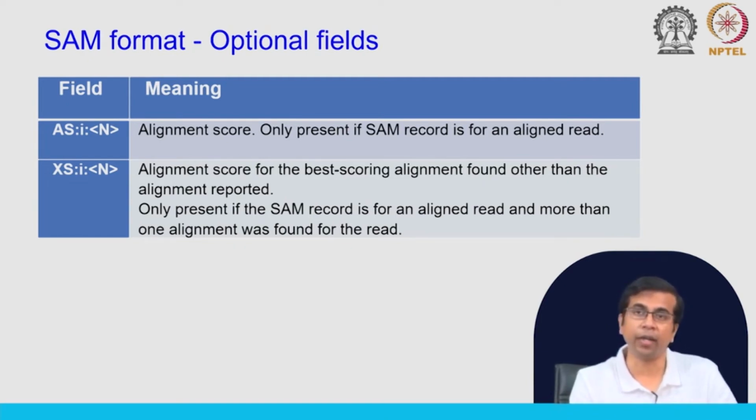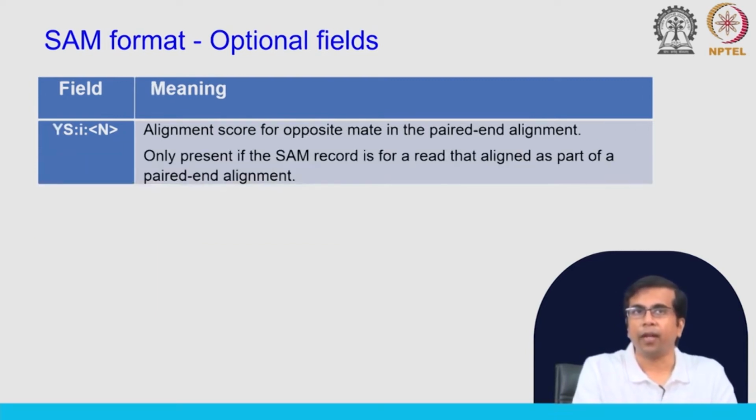Okay. So, this is something we may have to be careful about when we are processing this SAM file. We may have to carefully check whether there is an alternate alignment, whether reads are mapping to multiple positions in the genome, because that can also influence some of the downstream analysis. Then you have this YS:i. This is again the alignment score for the opposite mate in the paired end alignment. So, if you are working with paired end data, you will get this information.